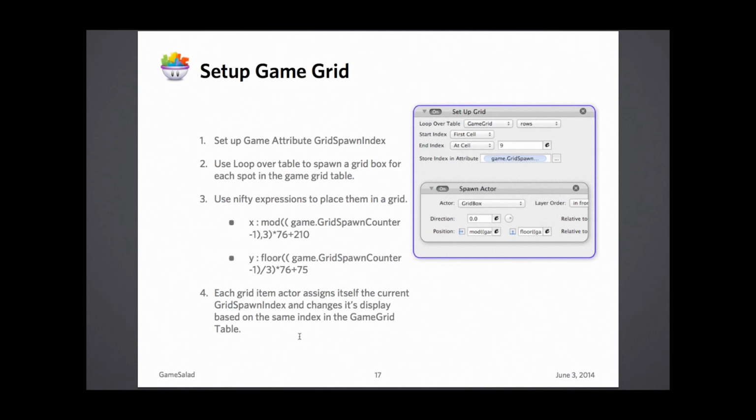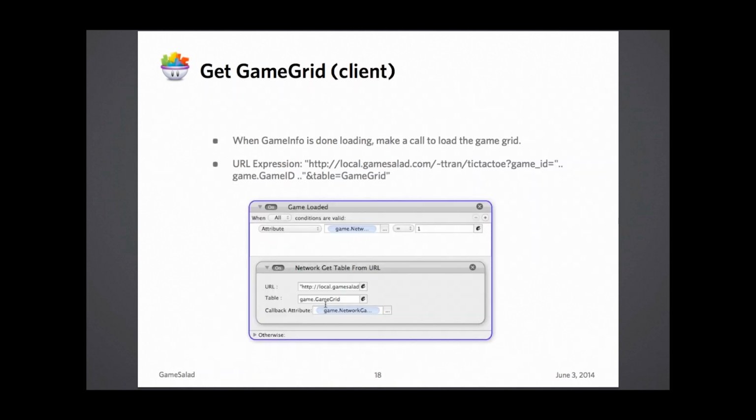Then each grid item actor assigns itself to the current spawn index and changes the display based on the grid information. I'll show you an individual game actor later, but the idea is each grid box actor is responsible for keeping an eye on its row in the game grid table. So whenever we update that table, it'll automatically update what it displays for you.